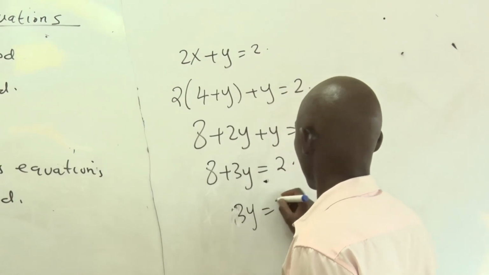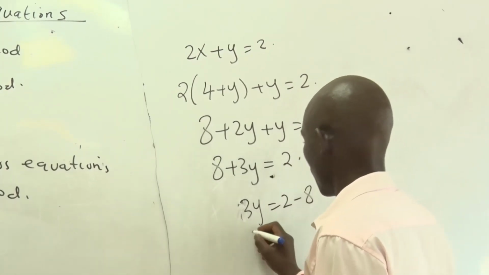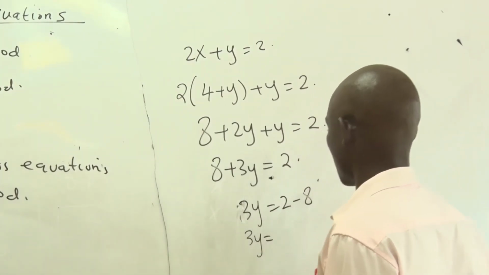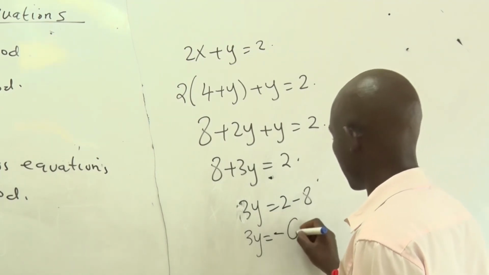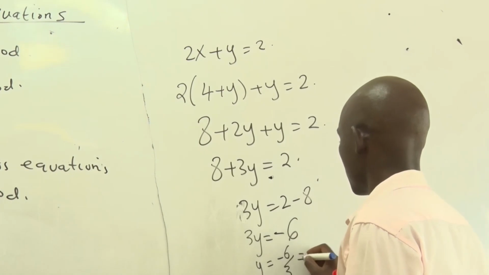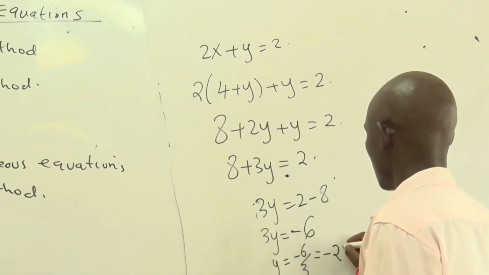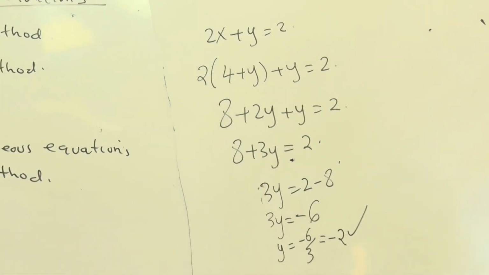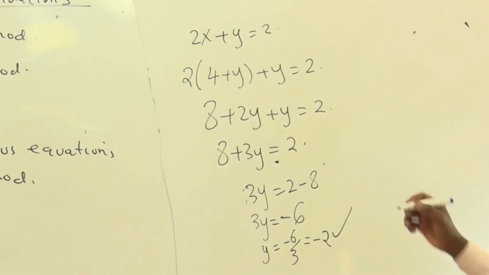3y is equal to 2 minus 8, so that 3y will be equal to minus 6. So y will be equal to minus 6 divided by 3, which is equal to minus 2. So that is the value of y. The same thing we got when we were doing the other method.